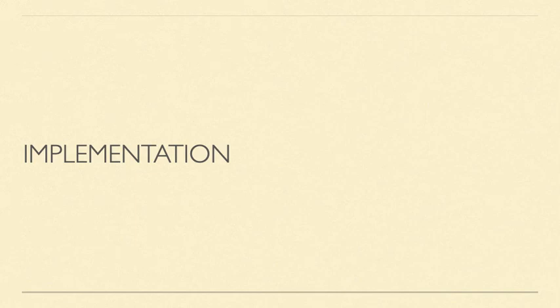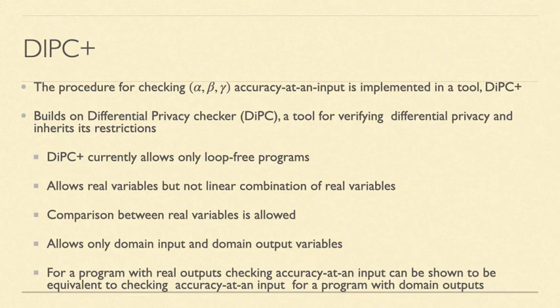For implementation of these decision procedures, since a general decision procedure is subject to Schanuel's conjecture being true, we can only aim for accuracy at an input for a fixed gamma. So this decision procedure is implemented in a tool called DIPSI Plus. DIPSI Plus builds on the DIPSI tool that we built in our LICS paper. Because it builds upon the DIPSI tool, it inherits its restrictions, such as it only allows for loop-free programs and only finite domain input and output variables.